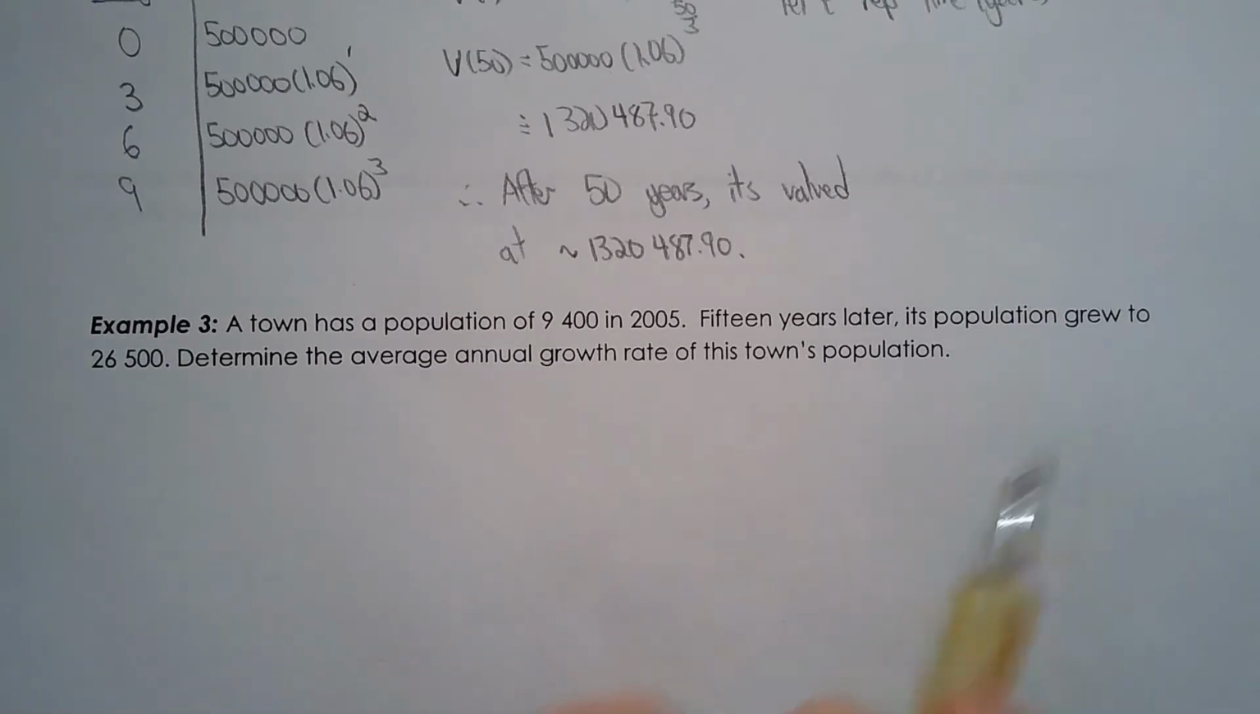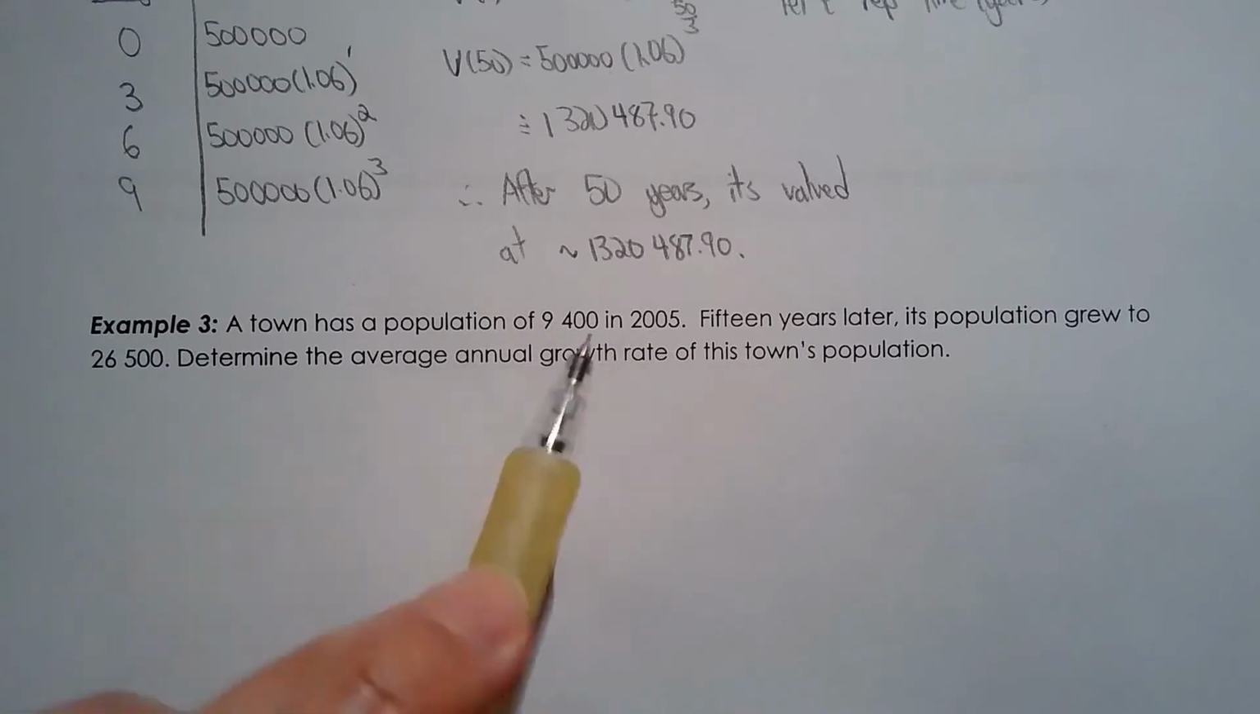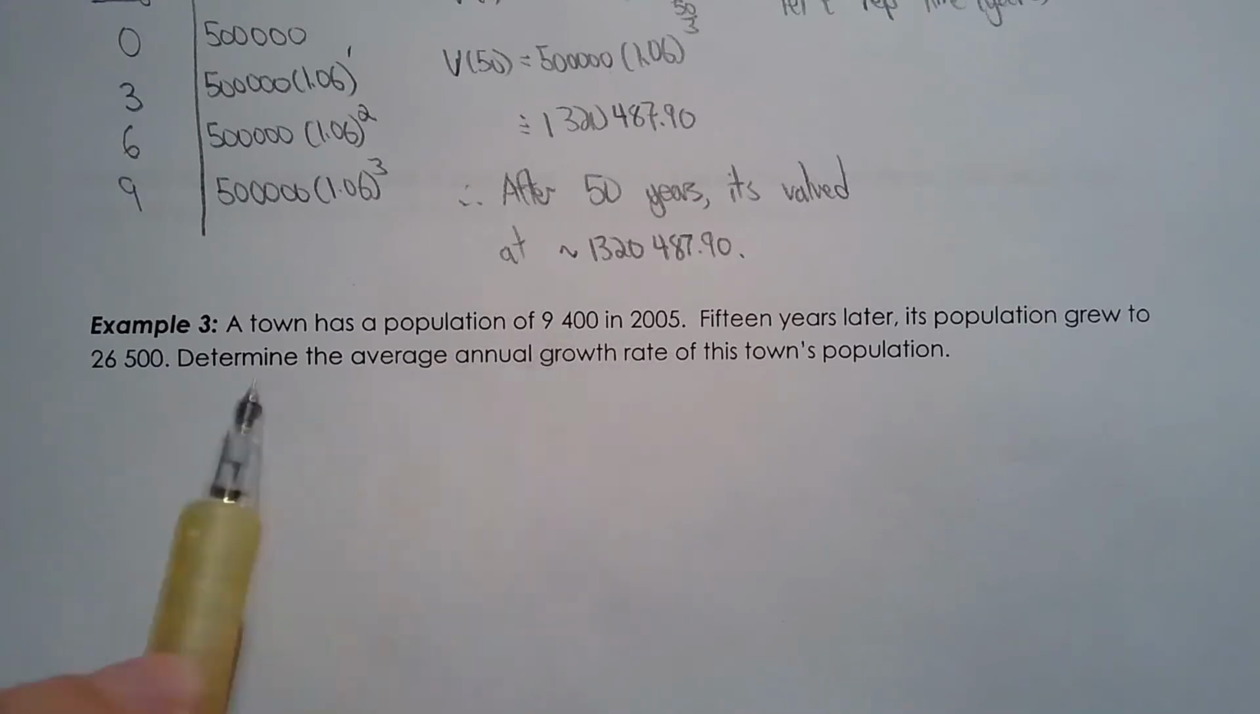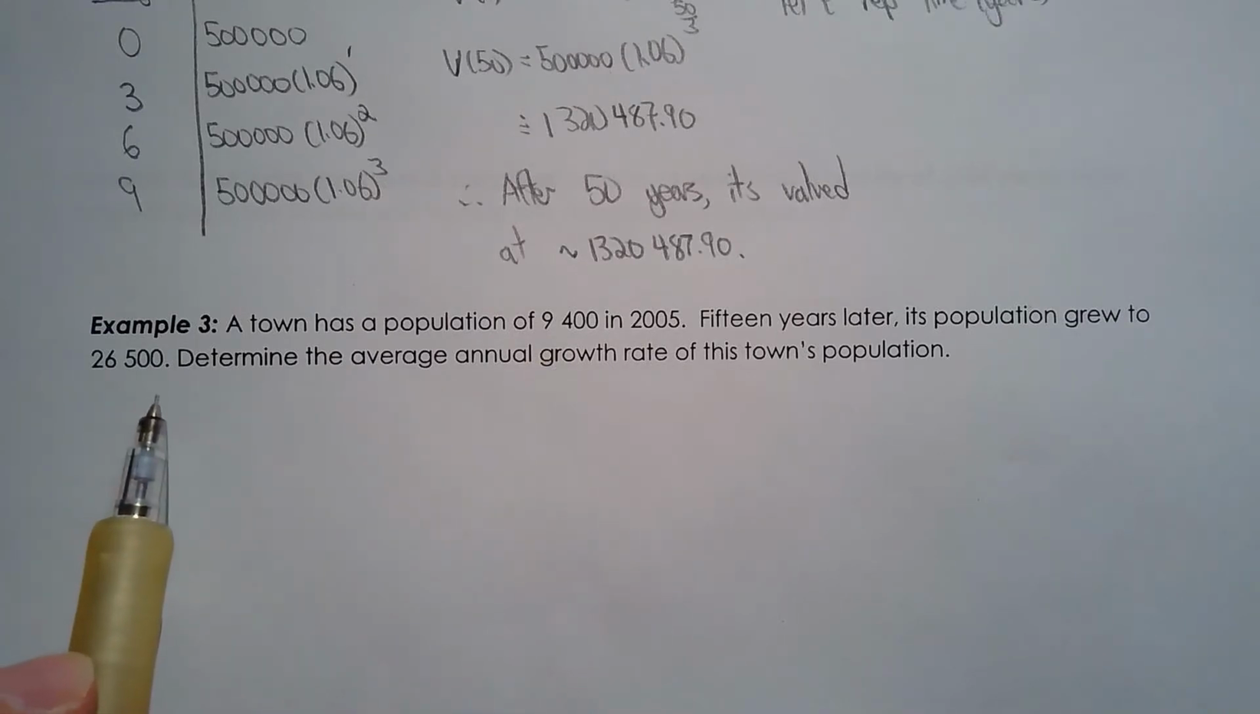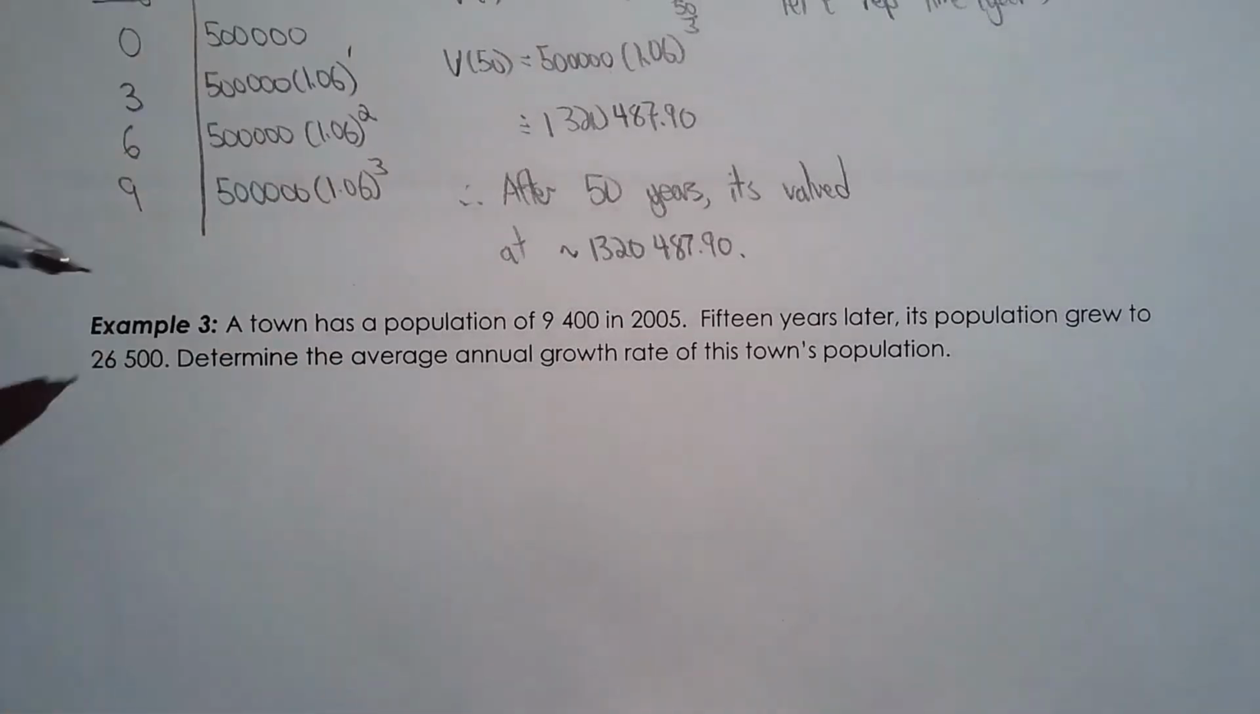You can easily replace these numbers with infected individuals, and you can talk about the time span. But yeah, we're just going to do this one. So it starts off at 9,400, grows to 26,500 in 15 years. Okay, so if you think about this, it should look something like this.